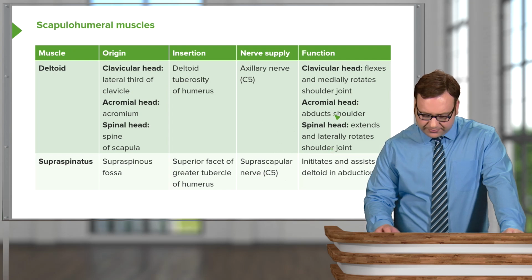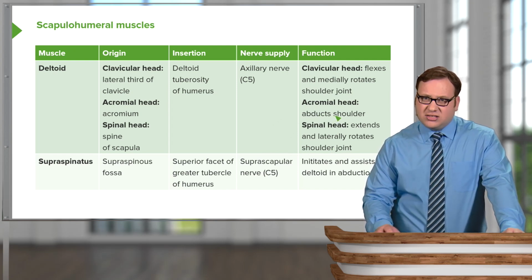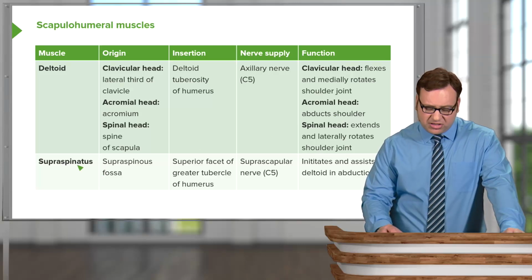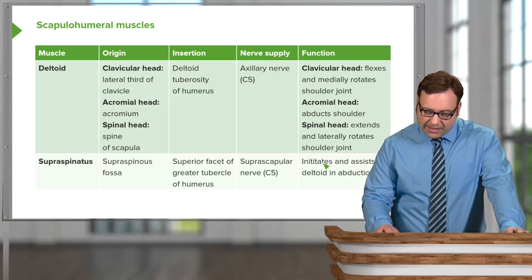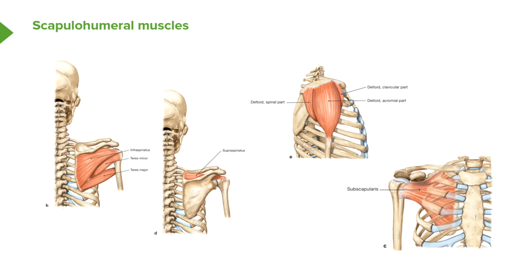This one is important: the ability for the acromial head, this middle part of deltoid, to abduct the shoulder, because this works alongside supraspinatus. We can see here in the table, supraspinatus helps to initiate abduction. So the initiation of abduction is not actually carried out via deltoid. The initiation of abduction is carried out by supraspinatus. It then assists deltoid when it takes over abduction. So starting abduction is supraspinatus. Deltoid then carries on abduction beyond the first initial 15 degrees of abduction. We can see that here.